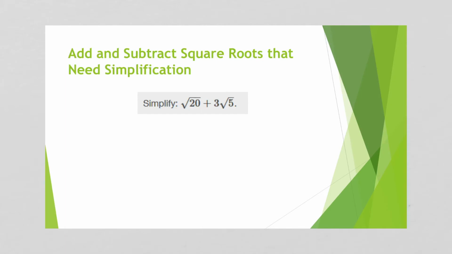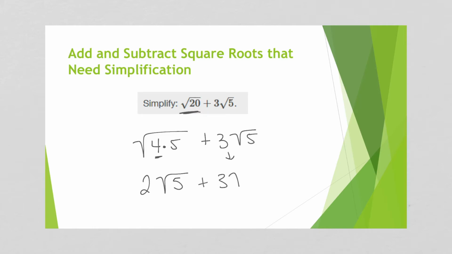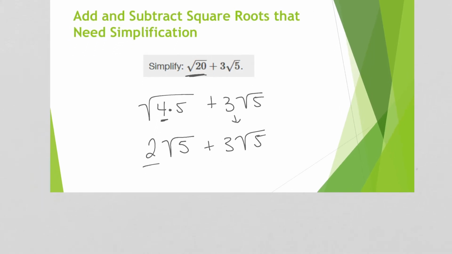But first we need to simplify this. So the square root of 20 looks like we can make that 4 times 5, right? And I could take the square root of 4, which is 2. So I have 2 square roots of 5. And don't forget, we have a plus 3 square roots of 5 here. I'm just going to bring that down. Now we have like terms, don't we? All right, so we can add the 2 and the 3 together and we get 5 square roots of 5.